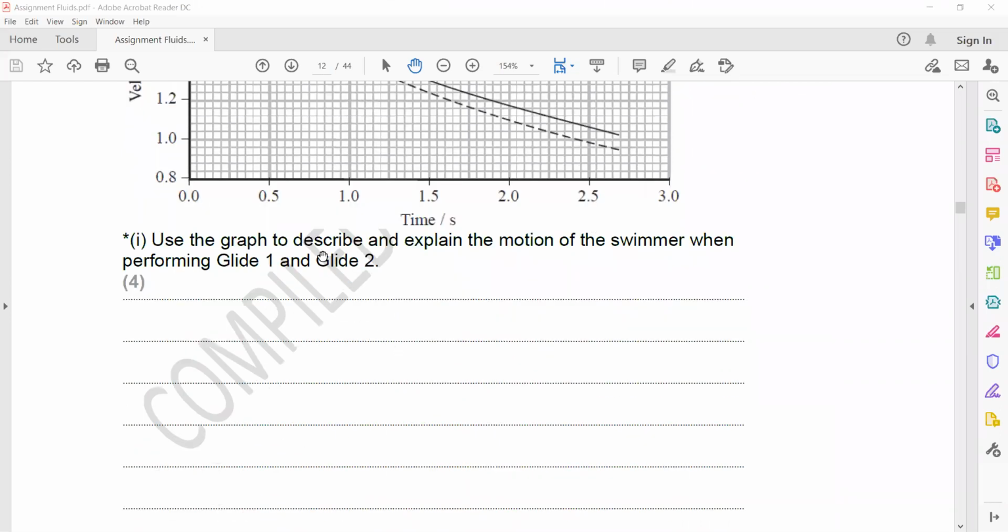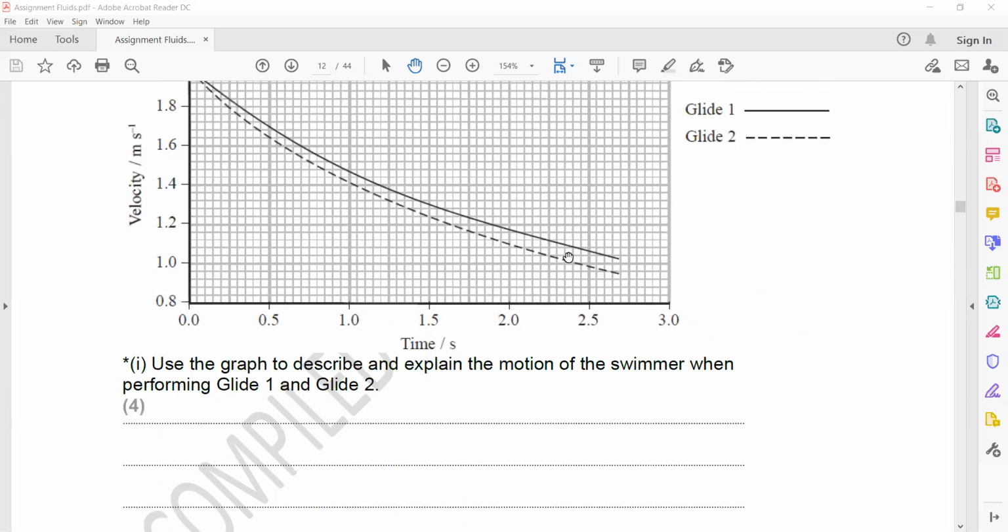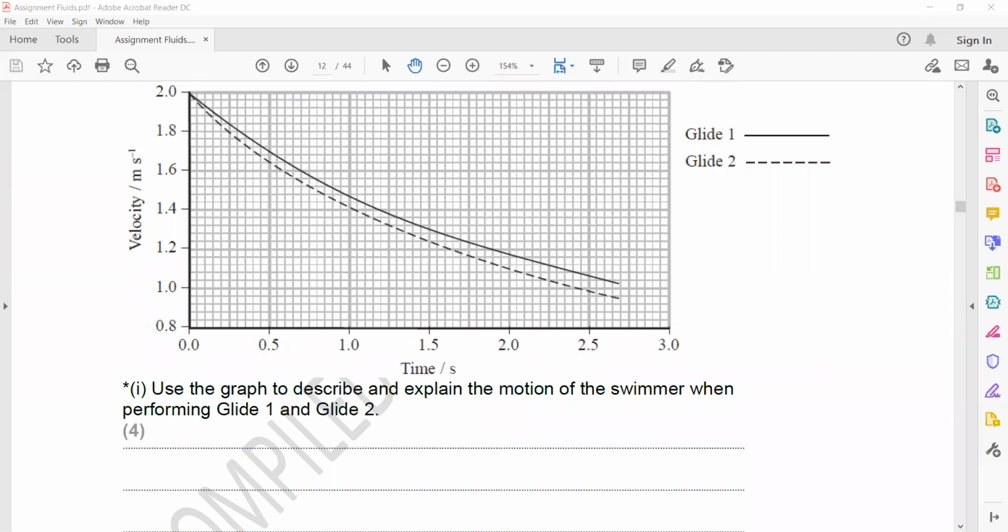Use the graph, describe and explain the motion of the swimmer performing glide 1 and glide 2. So you have to use the graph and the values on it. When they say use the graph and values are written on the graph, you can work out what quantity you can measure. Because for this part it is a straight line, you can work out the acceleration.